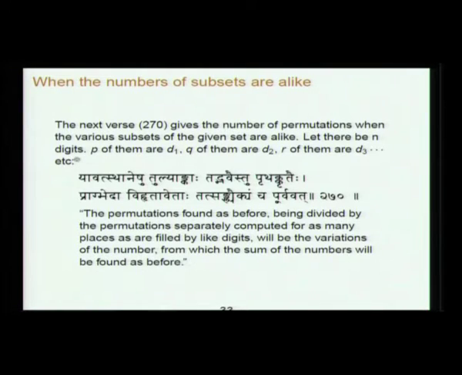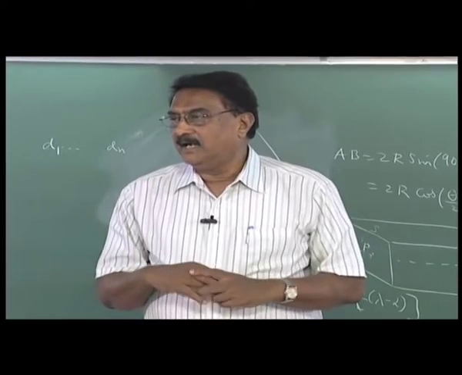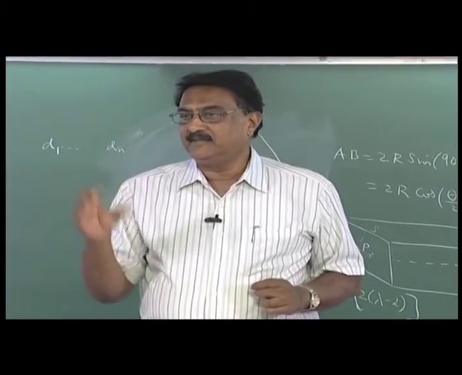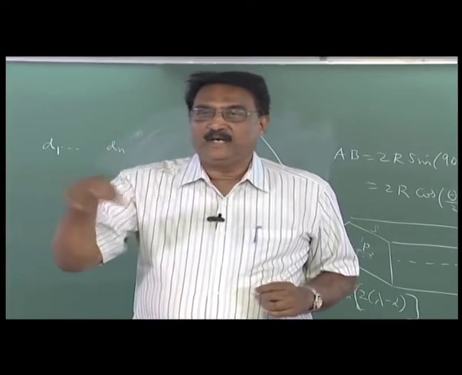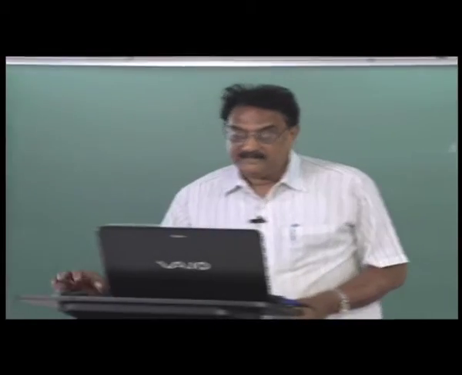Now he talks about when the numbers of subsets are alike. See, there is a very important thing he is doing. This is the first time. The next verse gives the numbers of permutations when the various subsets of the given set are alike. So, let there be n digits, p of them are d1, q of them are d2, r of them are d3, etc. You see, when we did these arrangements, we almost took it for granted that all the digits are distinct, but suppose some 3 of them are the same. If you rearrange them, nothing new will come. So, we are over counting. So, we should avoid that. So, that is what he is saying.